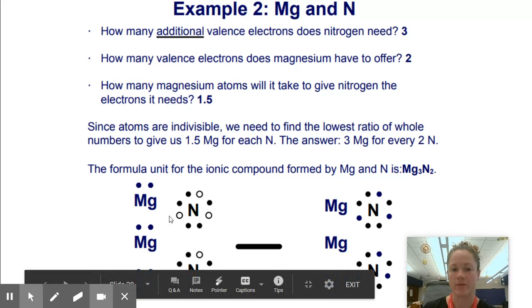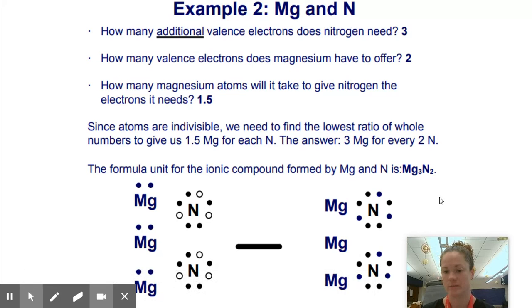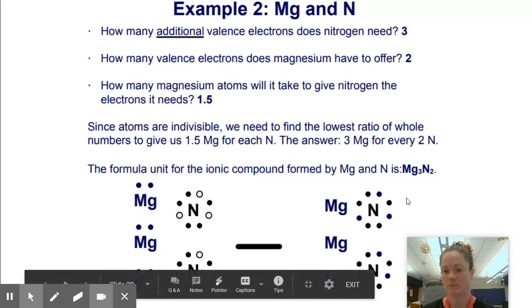So we would have the 3 open valence electrons in the first nitrogen and the 3 open valence electrons in the second. They would all bond together: 2 valence electrons from 1 magnesium for 1 nitrogen, 2 for another one, and then a magnesium to share between the 2. So you can see that over here.